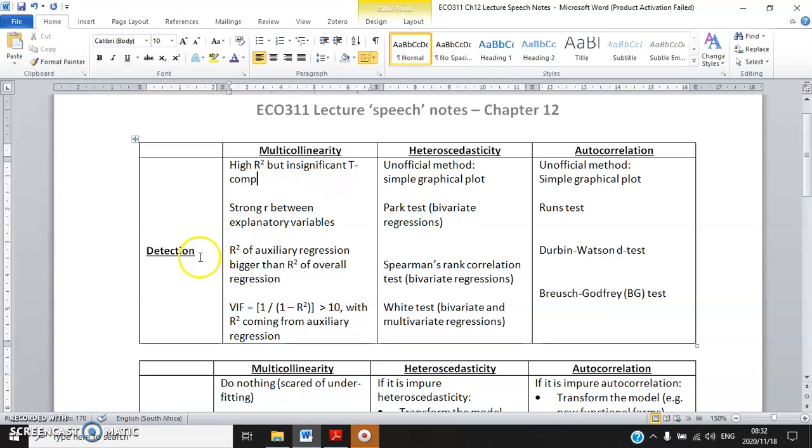Detection, okay. It is easier for chapter 10, okay. You don't really need to use any statistical table. Okay, I think the most so-called difficult one would be VIF, variance inflation factor.